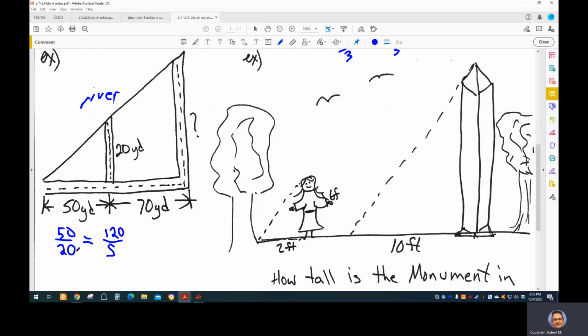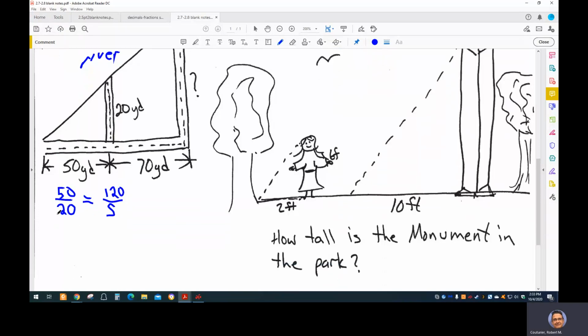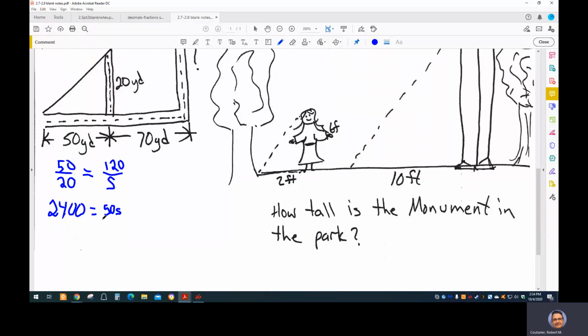So now we have to go ahead and start to multiply. Okay, so 20 times 120 is 2,400. S times 50 gives me 50S. And our last piece is, well, divide both sides by 50.